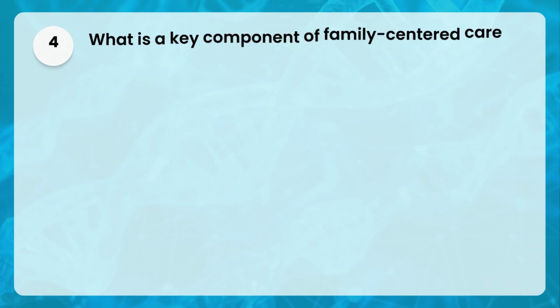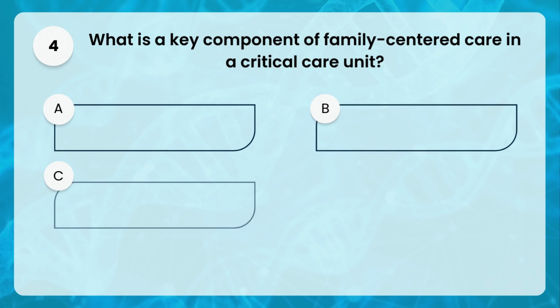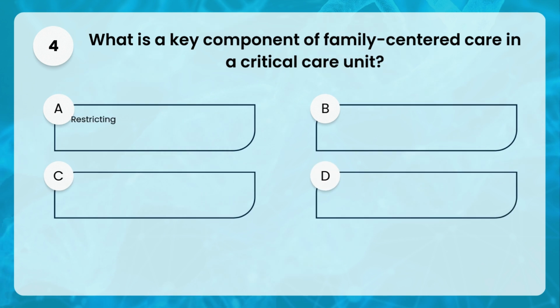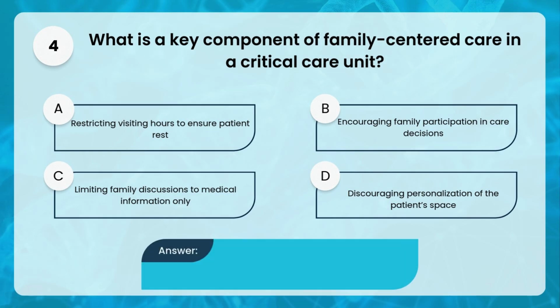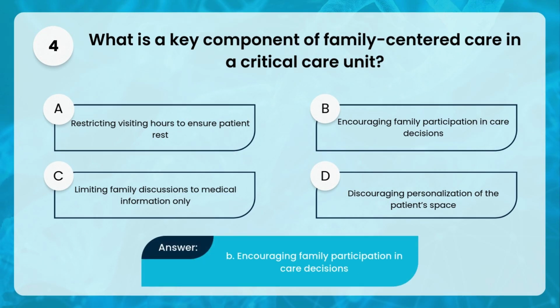Number 4. What is the key component of family-centered care in a critical care unit? A. Restricting visiting hours to ensure patient rest. B. Encouraging family participation in care decisions. C. Limiting family discussions to medical information only. Or D. Discouraging personalization of the patient's space. The answer is B. Encouraging family participation in care decisions.